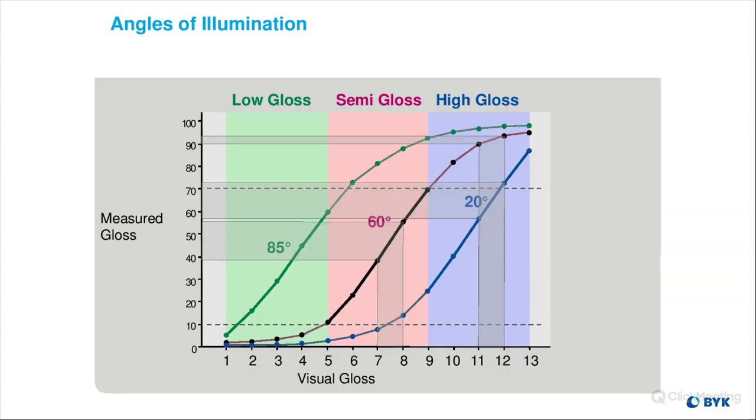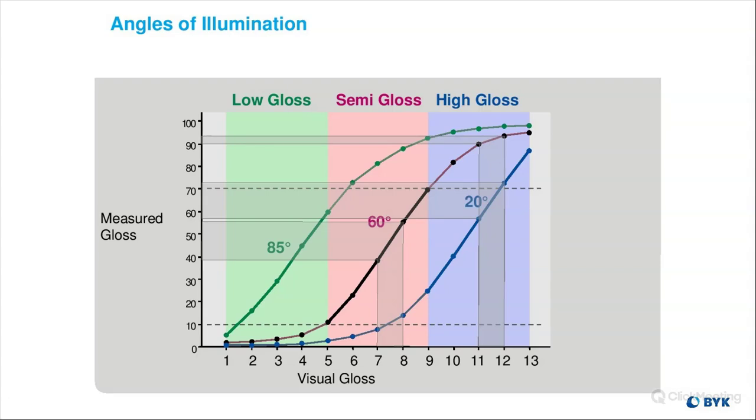So you may ask, why do we need 3 different gloss angles? Well, the purpose is to be able to measure the full range of gloss, from very low gloss to high gloss. The reason we need 3 different angles is shown here in this graph. On the horizontal axis, we have 13 different gloss panels, increasing in gloss from 1 to 13, 13 being the highest, 1 being the lowest.